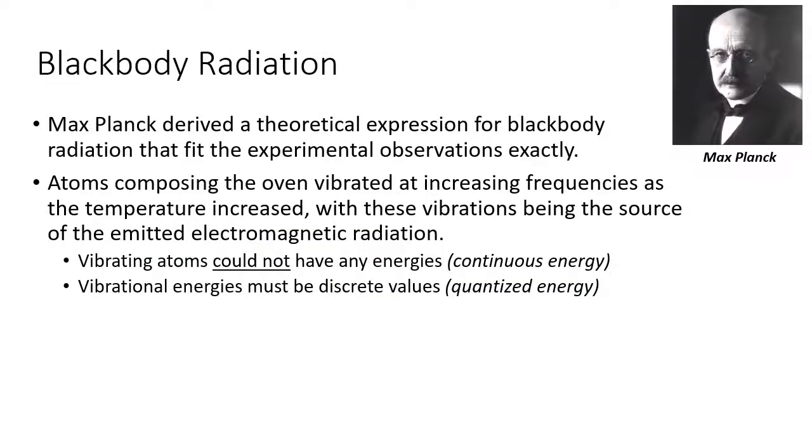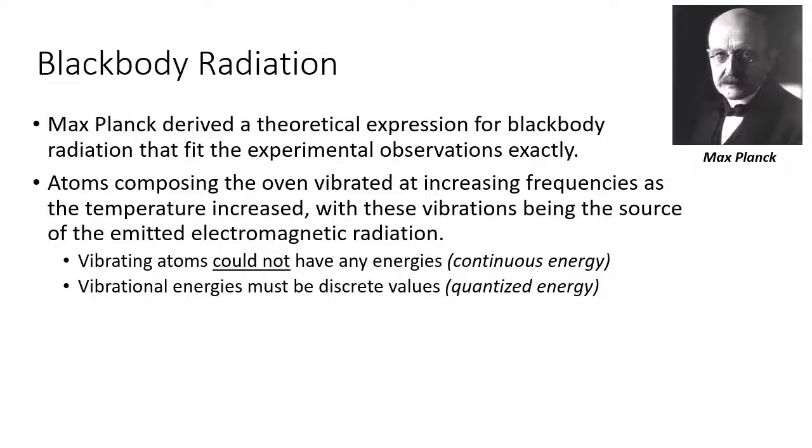Scientists were trying to come up with a mathematical expression that could model what was seen for blackbody radiation, but they were running into many issues. Through a series of groundbreaking experiments, it was shown that classical physics does not correctly describe energy transfer by electromagnetic radiation. Max Planck was a German physicist who was the first to develop an expression that fit the experimental observations for blackbody radiation exactly.